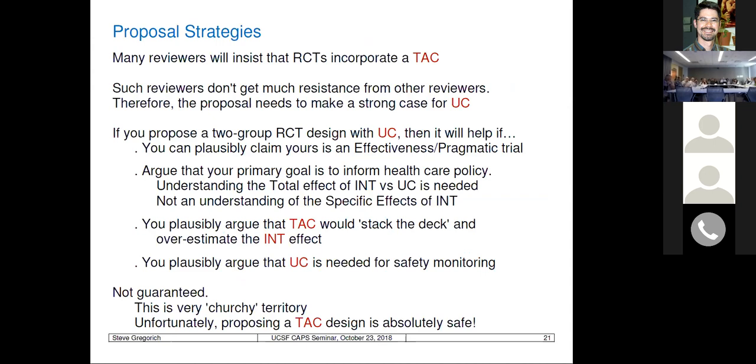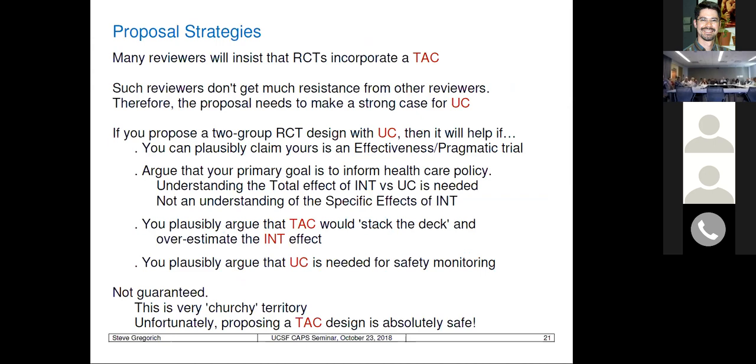If you can plausibly claim that yours is an effectiveness trial, then I don't think anyone has a problem with usual care. But I have to point out that it's strange to me that if usual care is okay for effectiveness, why isn't it okay for efficacy? Doesn't make any sense. If you can argue that your primary goal is to inform health policy, and that understanding the total effect is what you really need to understand, that might help. But that's a tough sell.